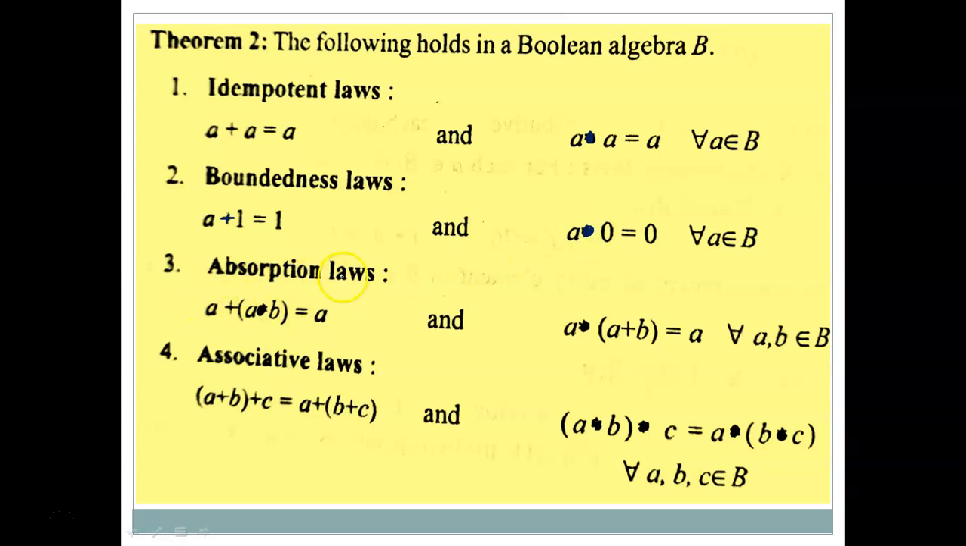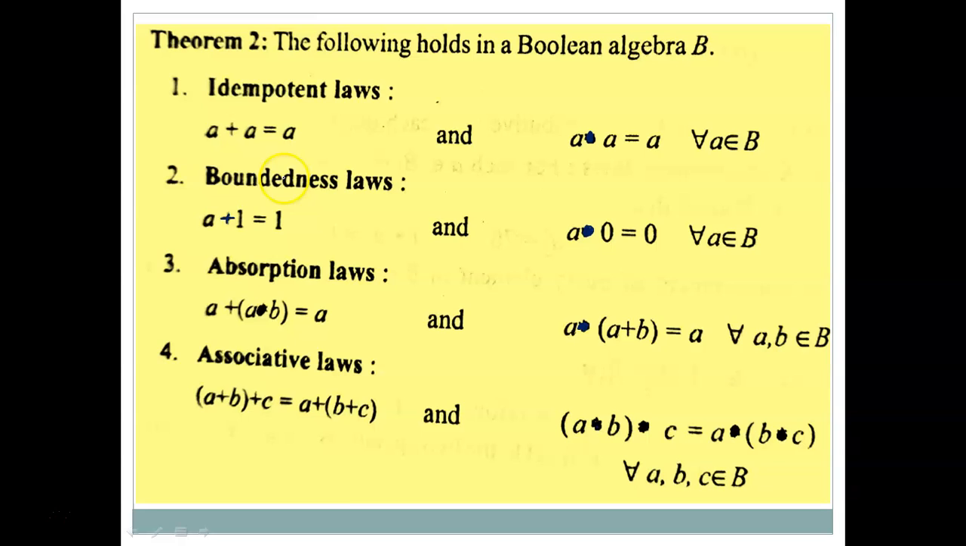Then the absorption laws. A plus A dot B is equal to A. In fact, B is absorbed over here, and if we write dot here and in place of this we write plus, then again we get A. Again, B is absorbed here. And fourth is the associative law. A plus B plus C will be equal to A plus B plus C, and similarly for the dot. These four properties also hold in Boolean algebra.